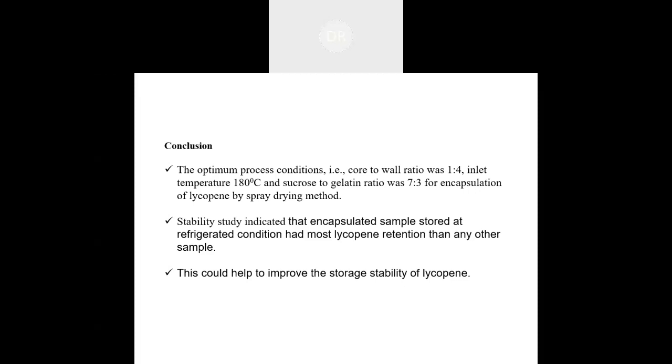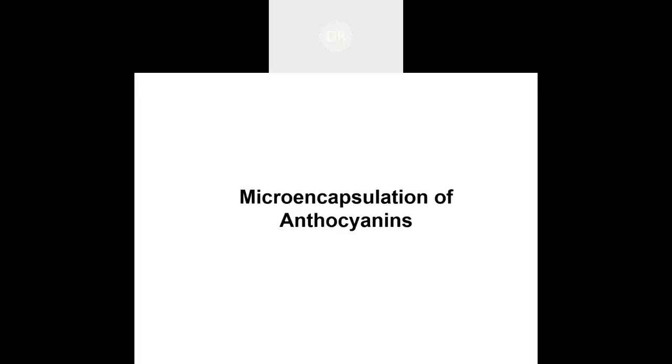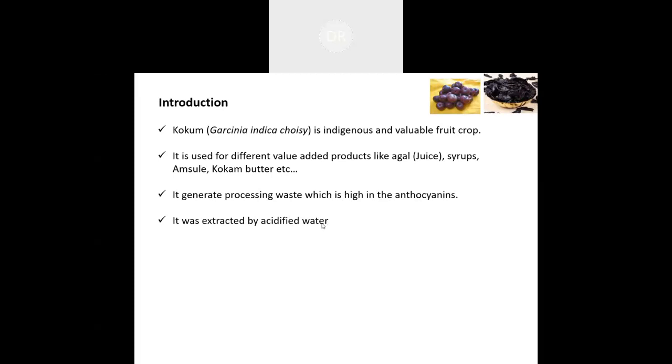Next, the encapsulation of anthocyanin. We have used kokum as a source for the extraction of this anthocyanin. Kokum is generally grown in the Sahyadri Hills, and it also has high nutritional value. The fats are used for the preparation of kokum butter.